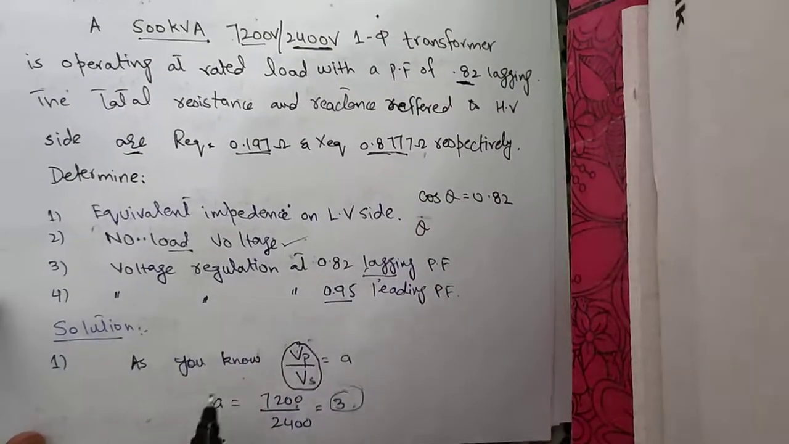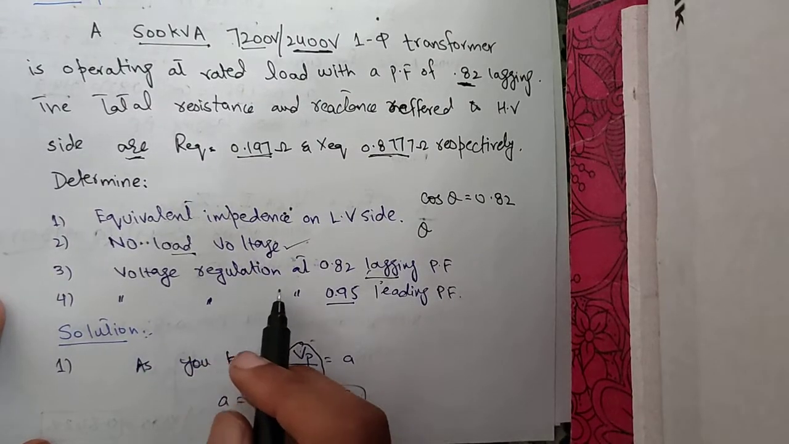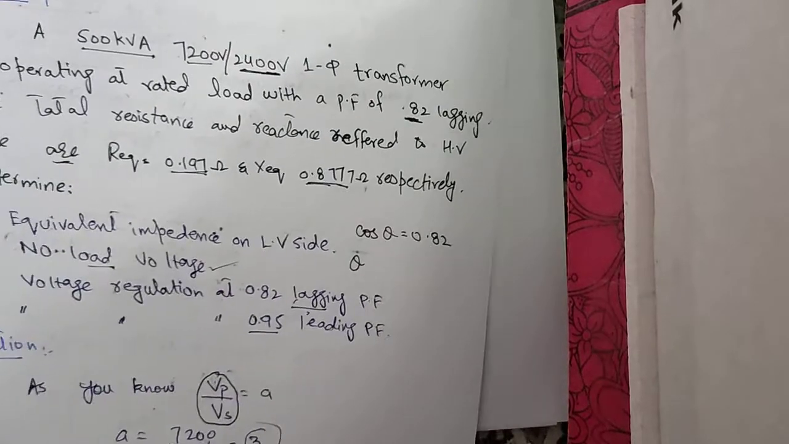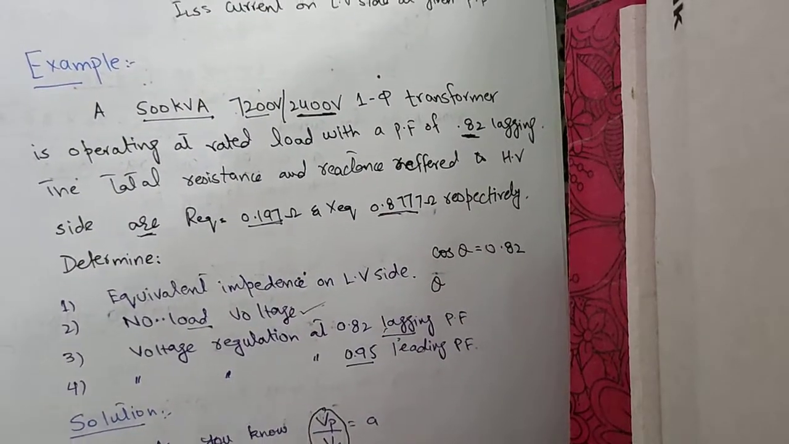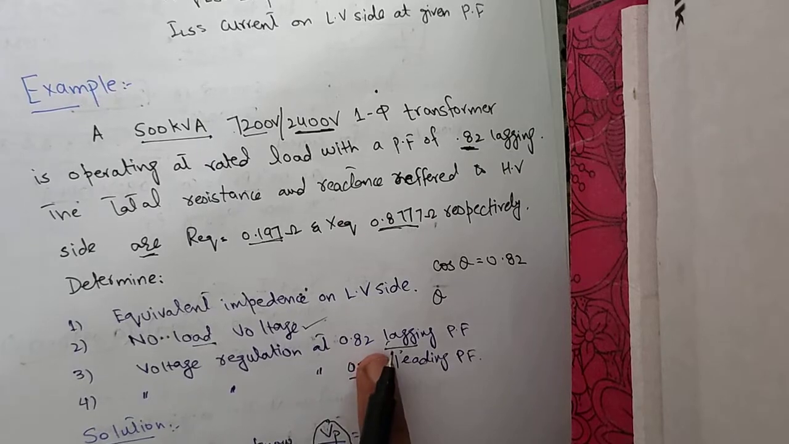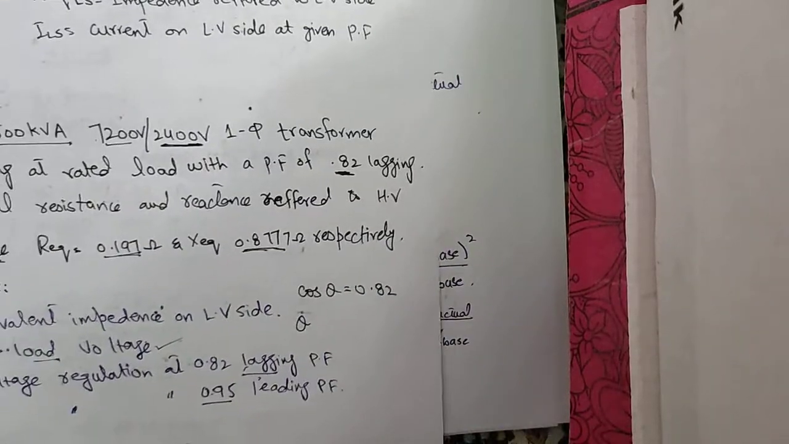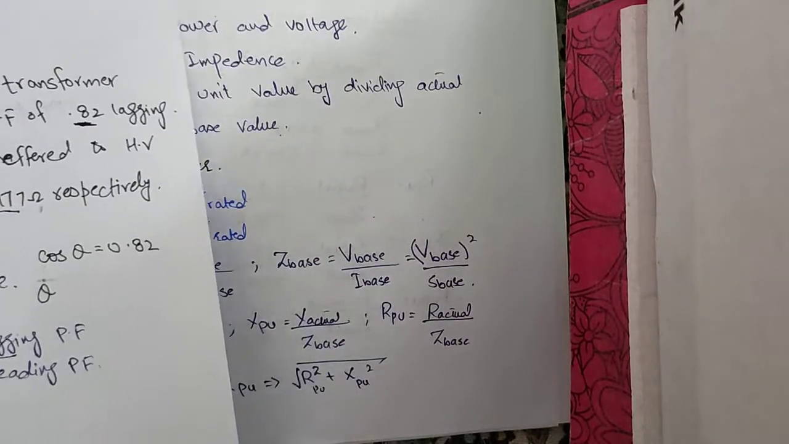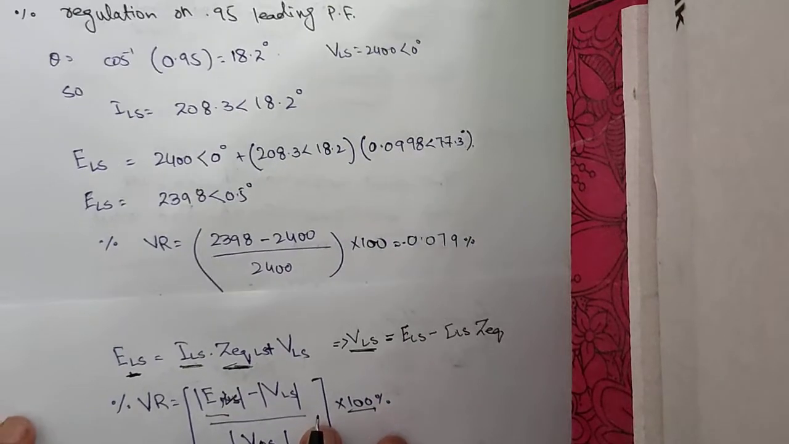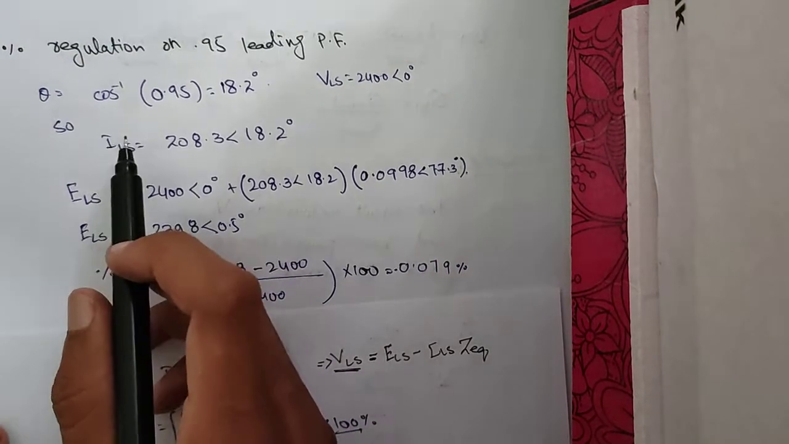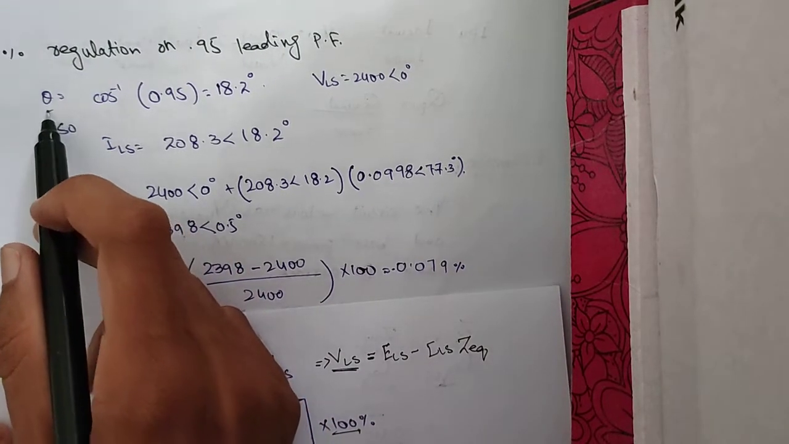In the fourth part, you have to calculate voltage regulation at 0.95 leading power factor. It is a very simple part, as you have calculated voltage regulation at 0.82. Now for 0.95, what will change? The only thing that will change is the phase angle of current. Let's just look at this.